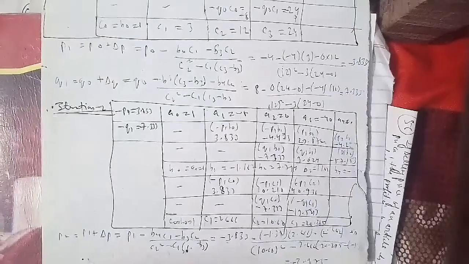And for the next we go ahead for q2. For the same we have q2 equals q1 plus delta q, which equals q1 minus b3 c3 minus b3 minus b4 c3 c2 upon c2 square minus c1 c3 minus b3.